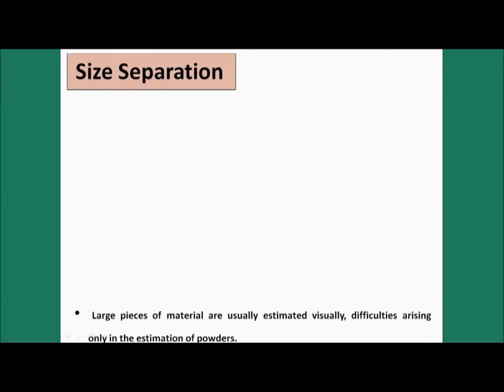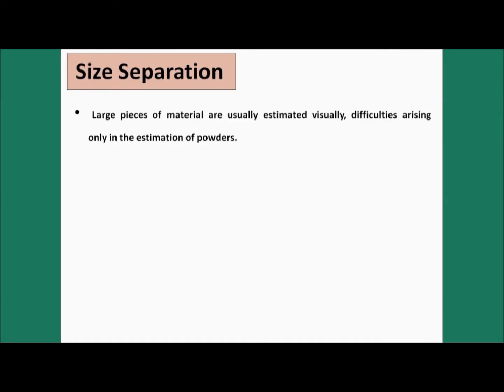So you see, in size separation, large pieces of the material are usually estimated visually. We can easily estimate the large pieces of material. Suppose one has a triangular shape, another has a square shape, another has a circular shape. That's why it is very easy to separate large size material, but it is always tough to separate or estimate powders, because powders are very fine granules. You cannot separate them with the help of the hand, right?